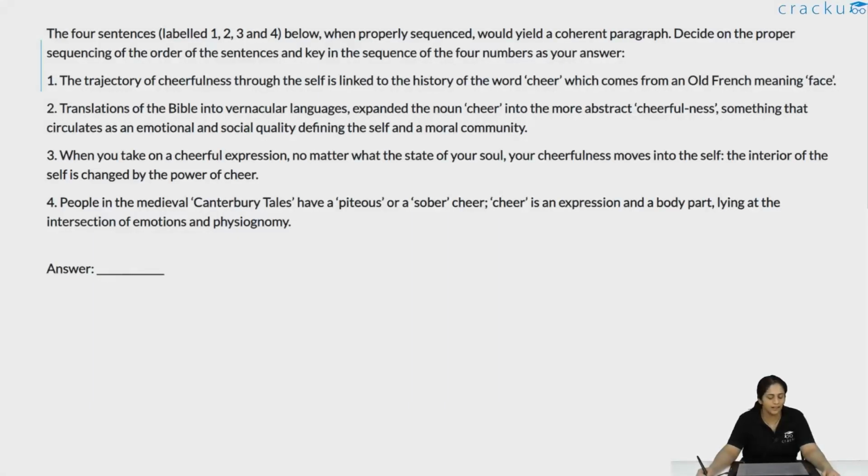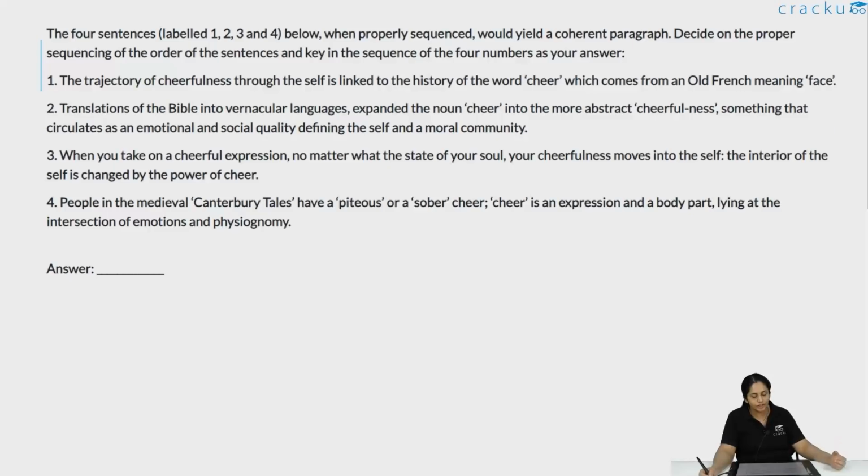I am Sayali Kal. In this particular para-jumble question, we have a paragraph which tells you about the evolution of the word cheer and how it impacts not only, it essentially is not just a word explaining how you feel, but it has impact on the self itself. So let us take a look at the sentences.